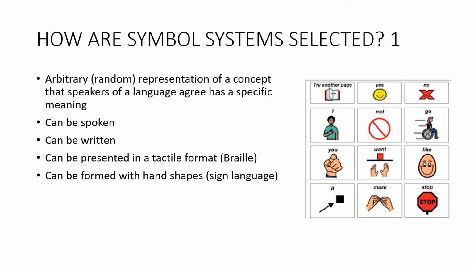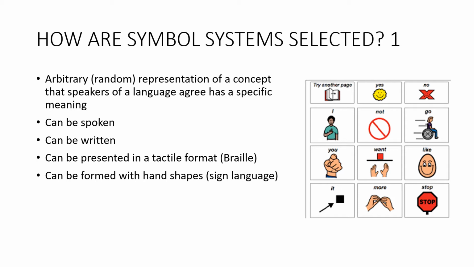All right, so now let's talk about how symbol systems are selected. They're arbitrary. Arbitrary just basically means it's random. There's no necessary connection. It is a representation of a concept that speakers of a language agree has a specific meaning. So just think about letters, right? Letters are very abstract. So let's say you put the word D-O-G, that spells out dog. And the sound of that is a symbol, basically an arbitrary representation of the actual animal of a dog, right? When you say dog, it doesn't sound like a dog, so it definitely has no relation to it, but we are putting those two things together and connecting them.